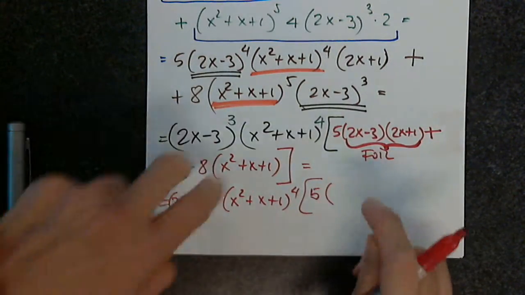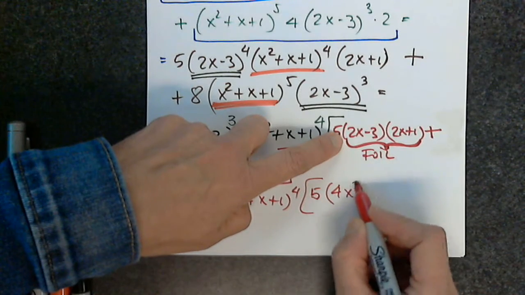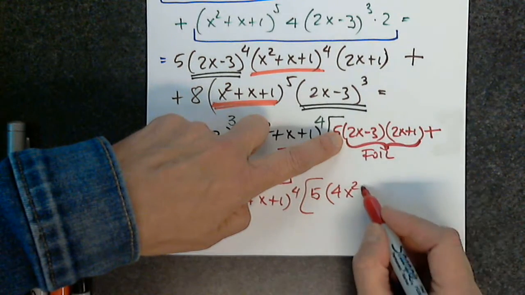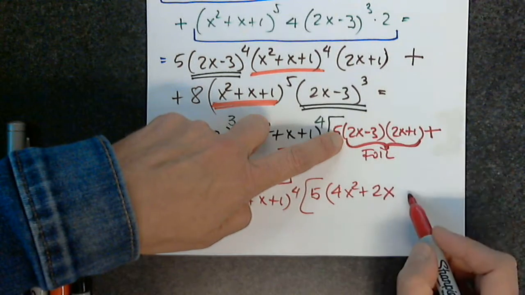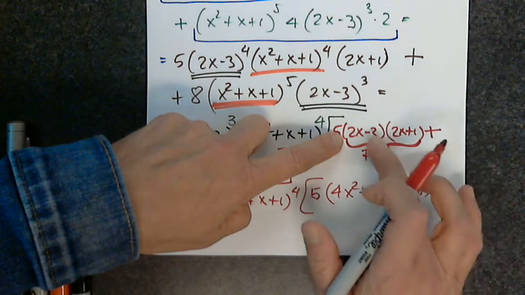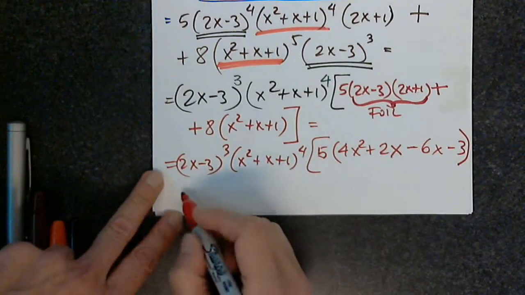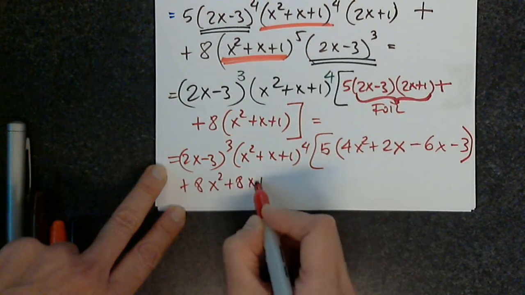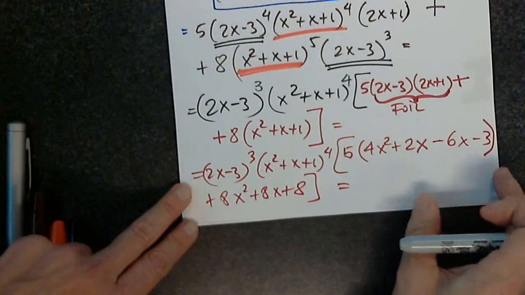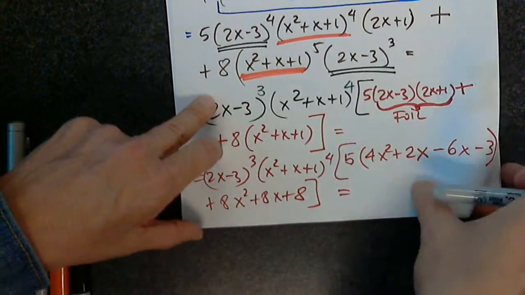So 5 outside. Please multiply 2x by 2x. 4x squared. Awesome. 2x by 1. Negative 3 by 2x. Negative 6. Awesome. And negative 3 by 1. Very good. And then plus, here I distribute 8. 8x squared plus 8x plus 8. And then the final step, I will distribute 5 and combine like terms, and I'm done.